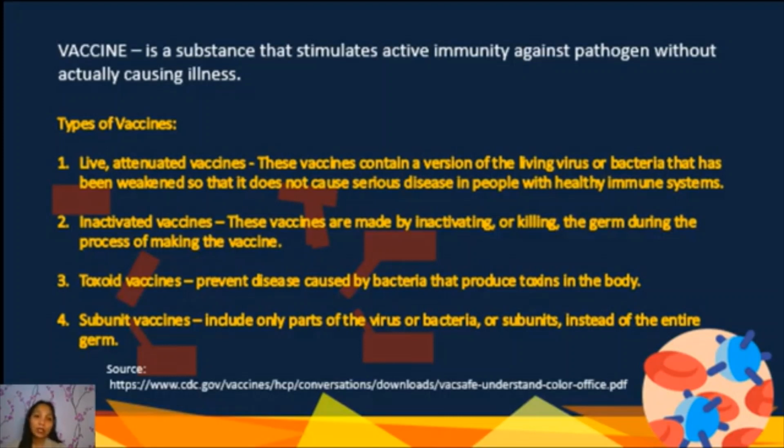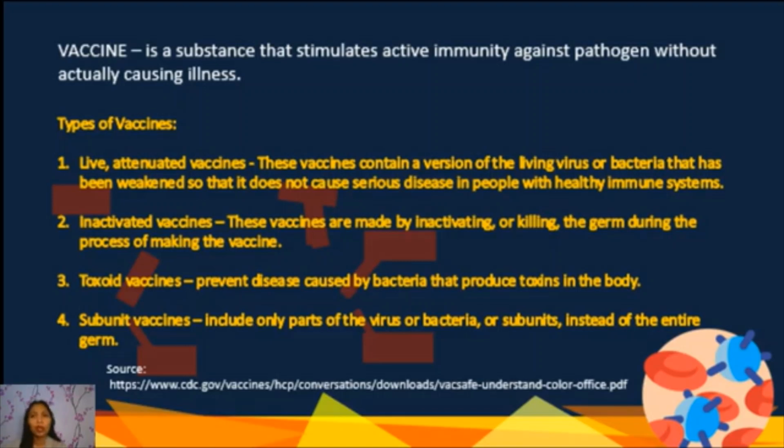Next one, we have the subunit vaccine. These include only parts of the virus and bacteria, or subunits, instead of the entire germ. The pertussis, or the whooping cough, component of the DTaP vaccine is an example of a subunit vaccine.